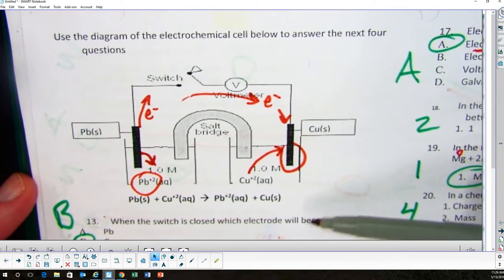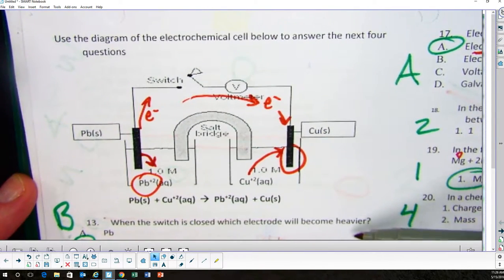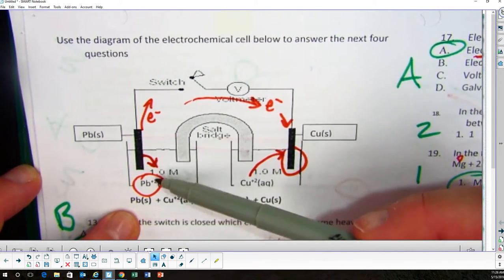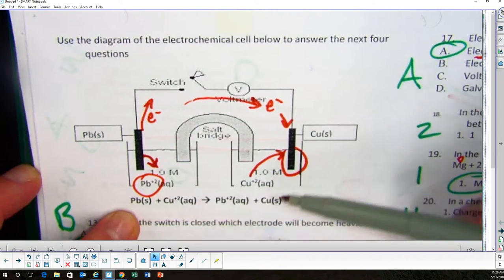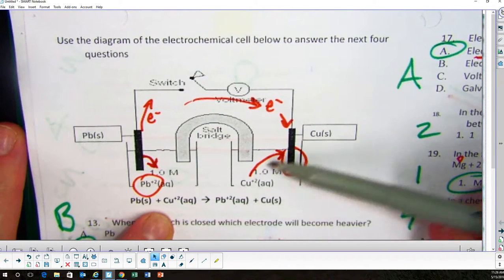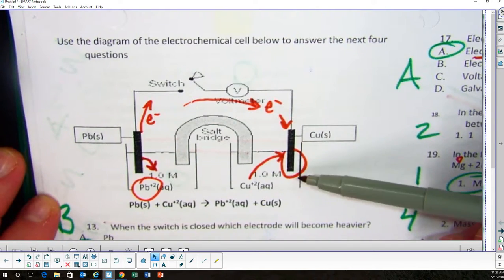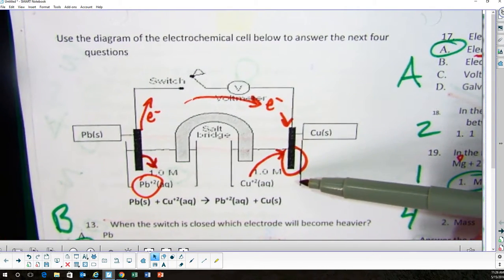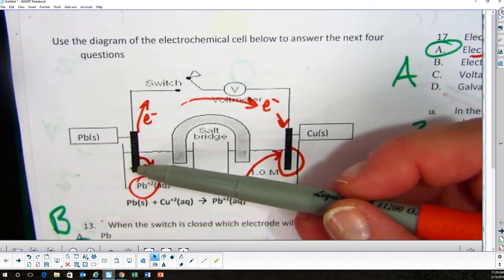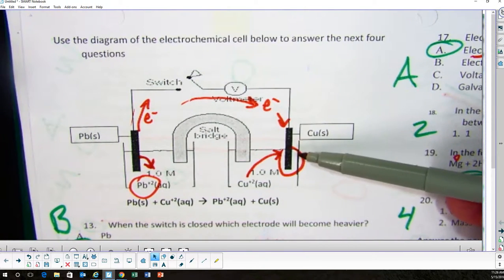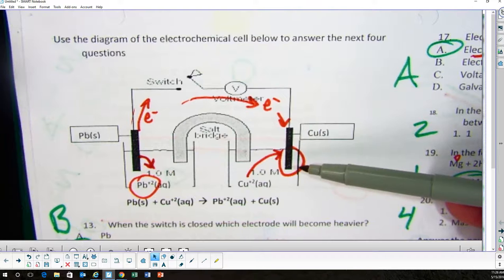So, when the switch is closed, which electrode becomes heavier? Well, if I look at this, Pb is going to Pb plus 2, so it's coming out into solution. And Cu plus 2 is becoming Cu metal, so it's going on. So the copper electrode is becoming bigger. The next step is which direction will the electrons flow? Well, if this is coming off into solution, then the electrons come off of that and come over to the other side. So that was A.